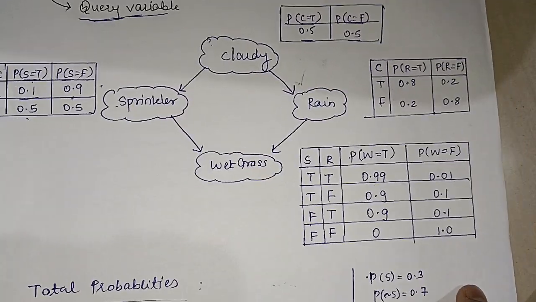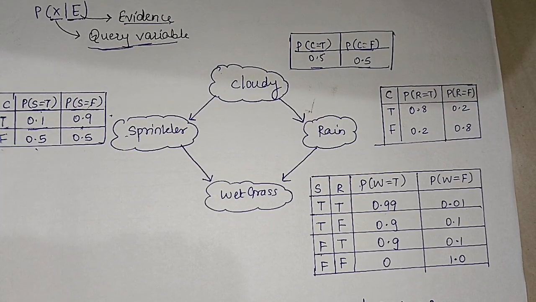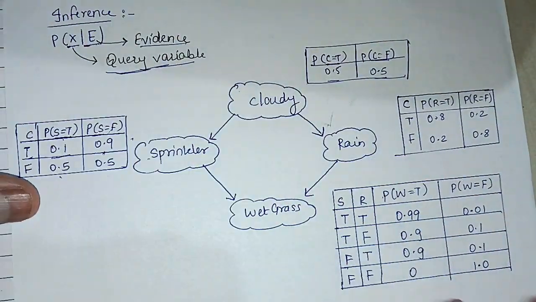In the next video, we will solve some examples on it, so it will be very clear how these total probabilities will be used along with these table values for the inference questions.